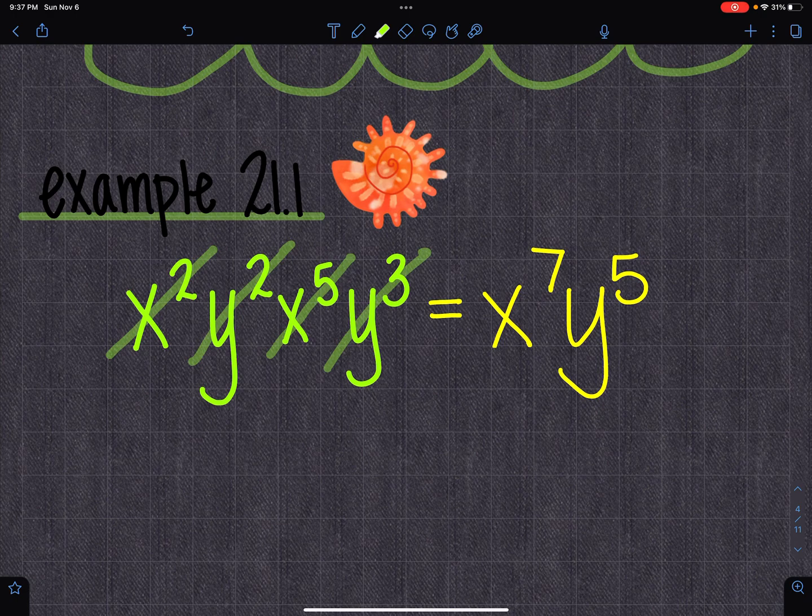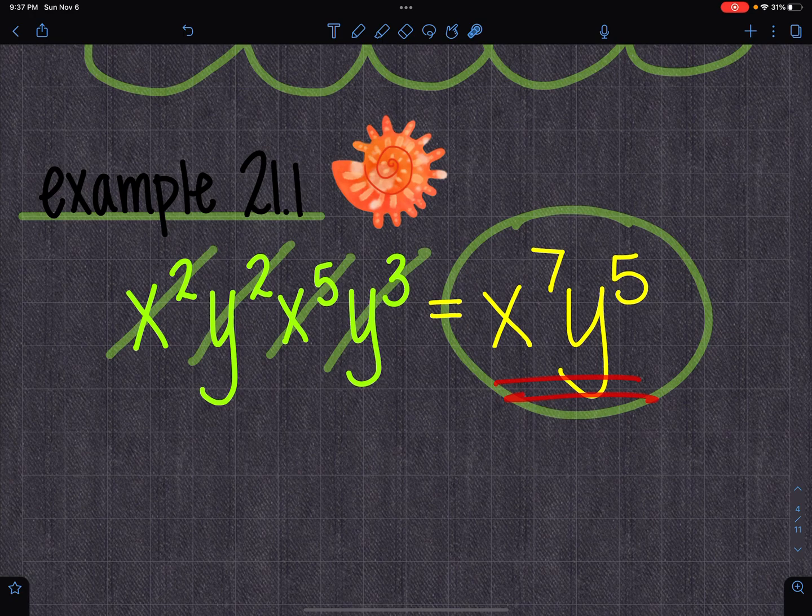Okay, so this is the answer. And that expression is actually equivalent to this expression. It's totally the same thing. It's just simplified. All right, let's do another one just to make sure that you get it.